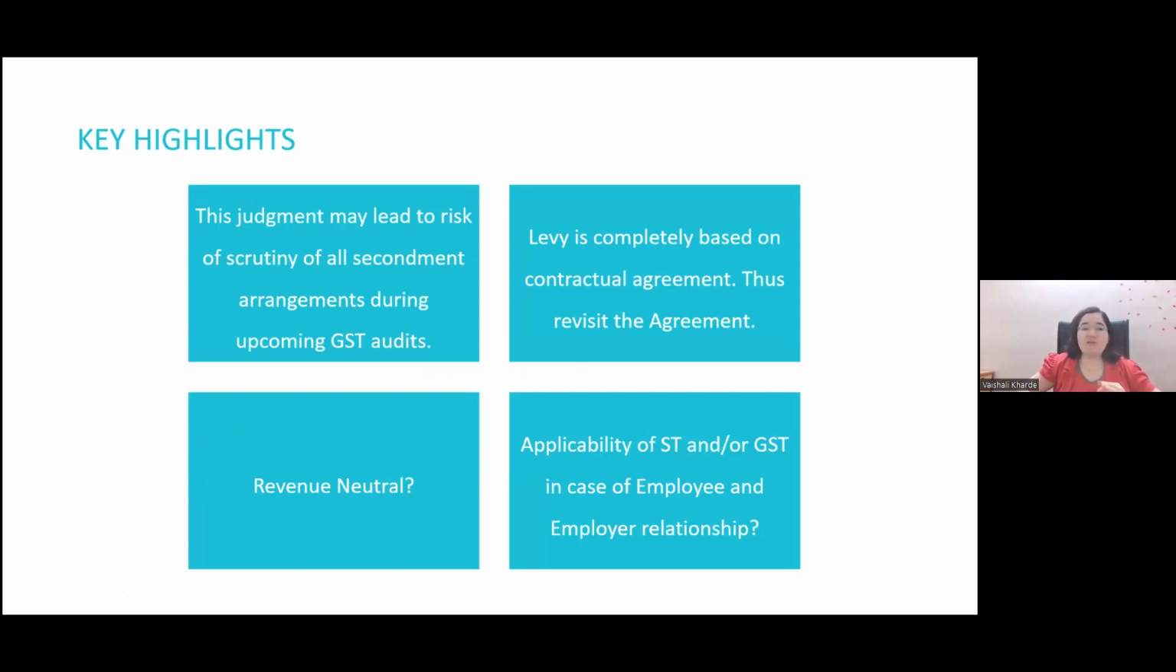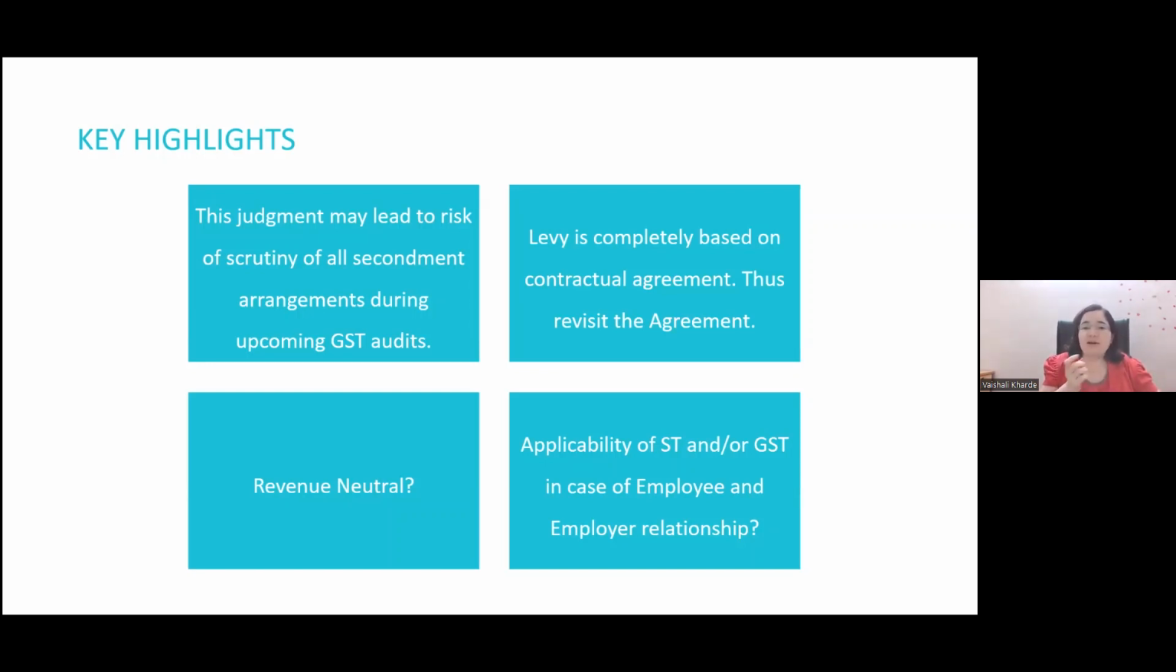So this judgment has given a clear difference between the contract for the service or the contract of the service. So you can say that the judgment will help to read the agreement again. So you revalidate the agreement based on this judgment and the applicability of the GST. So during the upcoming GST department audit, there is a risk that these agreements are specifically checked and reviewed by the departmental audit. Second, the levy is completely based on the contractual agreement terms.